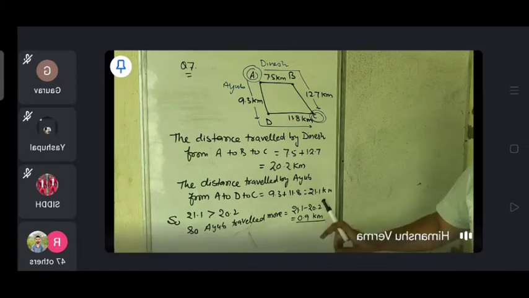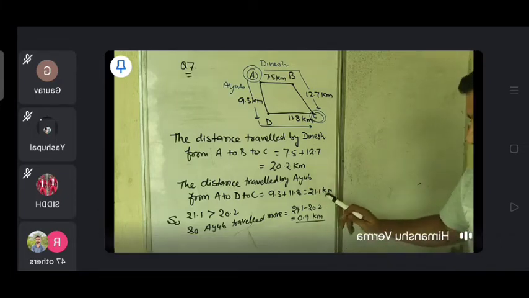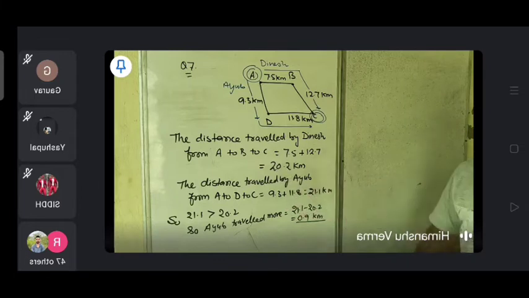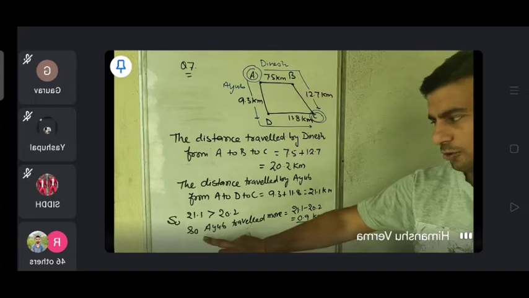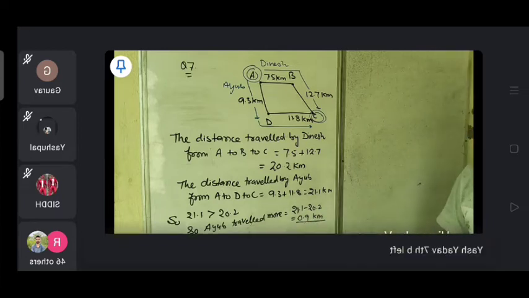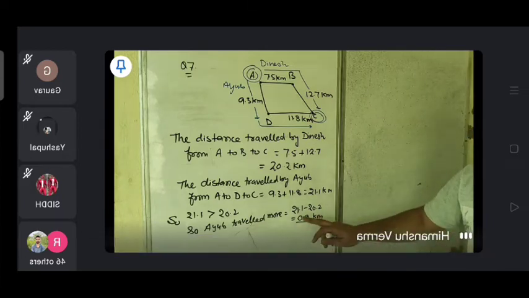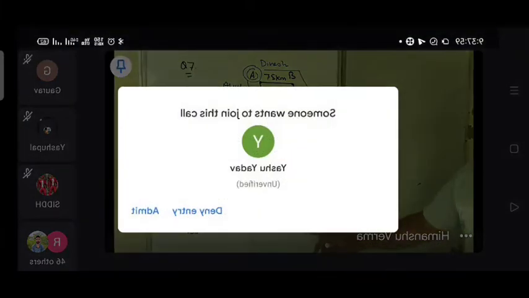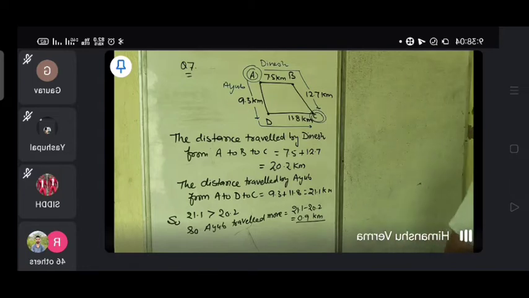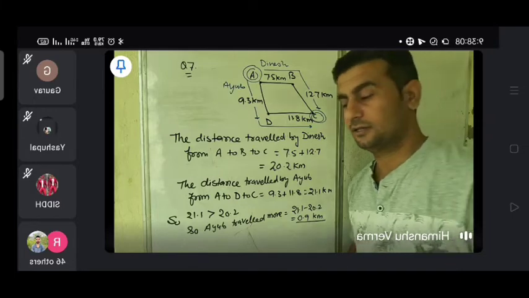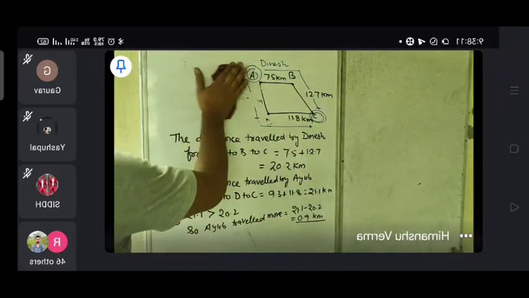Now we can see the 21.1 kilometer is more than 20.2 kilometer. So ये larger है. So किसने ज़्यादा travel की distance? Ayub. So Ayub traveled more distance. ठीक है? By what distance? By how much? So 21.1 minus 20.2, we will get 0.9 kilometer. 0.9 kilometer को आप मीटर में भी convert कर सकते हो. It is 900 meters. Okay. This is your question number 7.